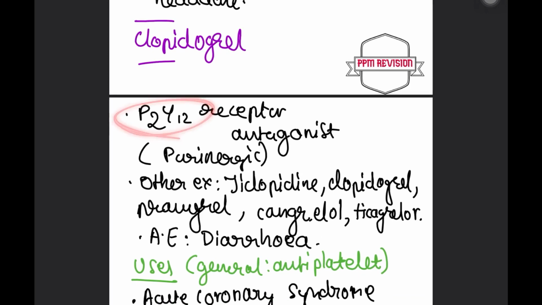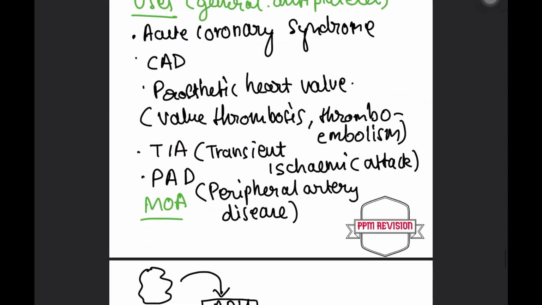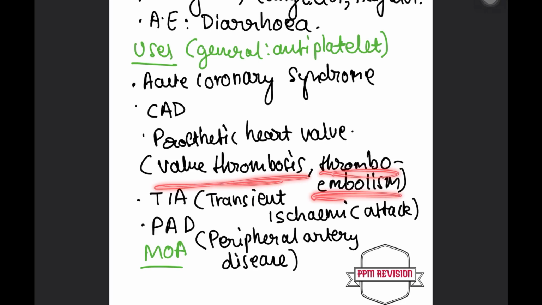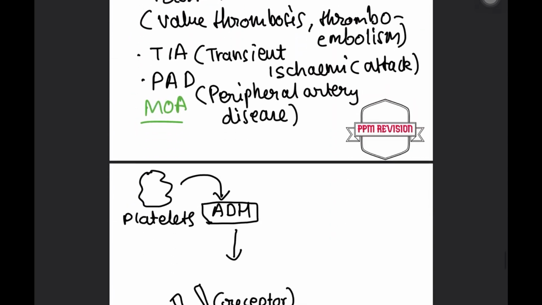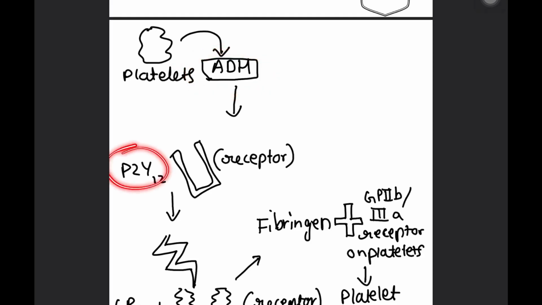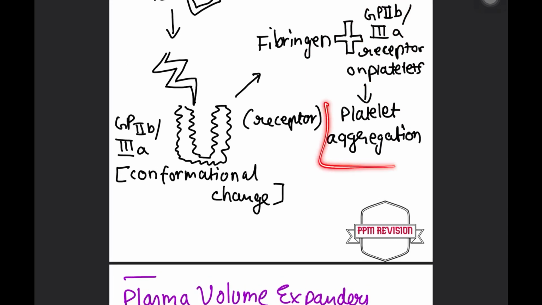Clopidogrel is nothing but a P2Y receptor antagonist, and other examples include all these: ticlopidine, clopidogrel. Uses of clopidogrel: it is used in acute coronary syndrome, CAD, and also in prosthetic heart valve, so under this, valve thrombosis and thromboembolism, very important. So it's used in heart-related conditions. Okay, so this is nothing but clopidogrel. Then the mechanism of action is simple. In platelets, it forms ADP, which acts on the P2Y receptor, and then it activates the GP receptor, and then it helps in binding of fibrinogen with the GP receptor on platelets, and finally it forms platelet aggregation.